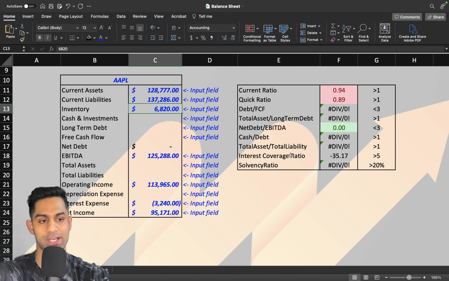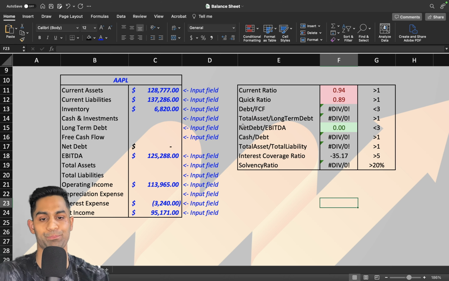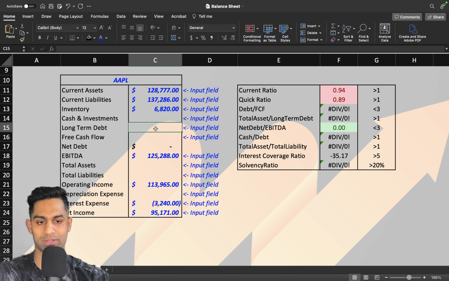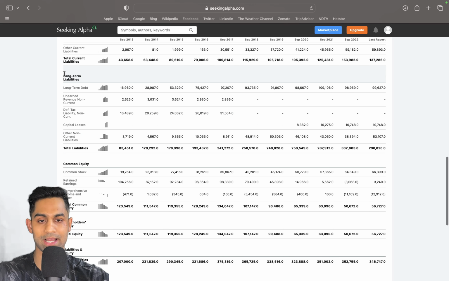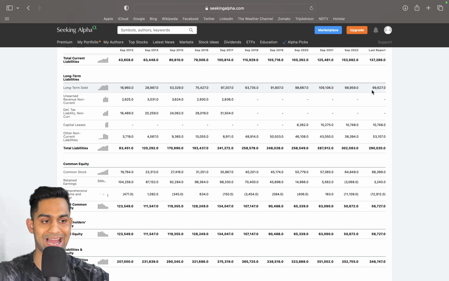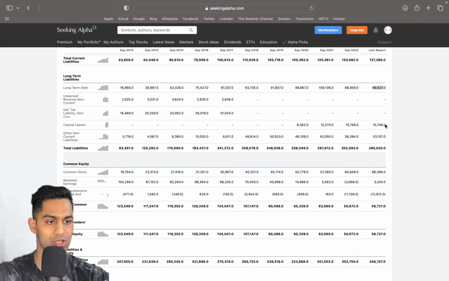Once you've plugged those numbers in, then we're going to talk a little bit about these ratios, what they mean, what's the preferred metric, and how to go about analyzing it. Then we're going to talk about long-term debt. So how much in long-term debt the company has. We're going to come down to long-term liabilities, and over here, long-term debt sitting at $99.6 billion for the business. We're going to plug that number in, 99,627, I think is the number.